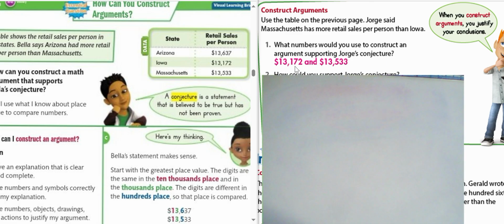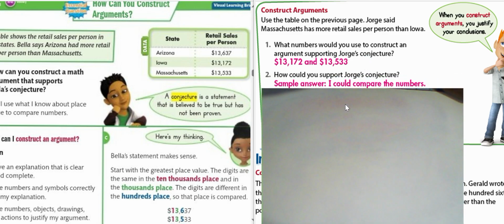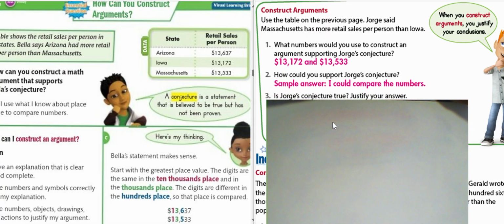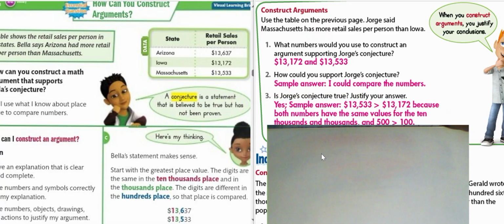We have 13,172 and 13,533. 5 digits, the 3 in the first will be 3,000 and here 3,000. Okay, we have 13,172 and 13,533. The least numbers here. We can arrange them. This number is greater than 13,533. And question number 2. How could you support Jody's conjecture? Compare the numbers. We can compare between two numbers. Very easy question. More than or less than or equal to.